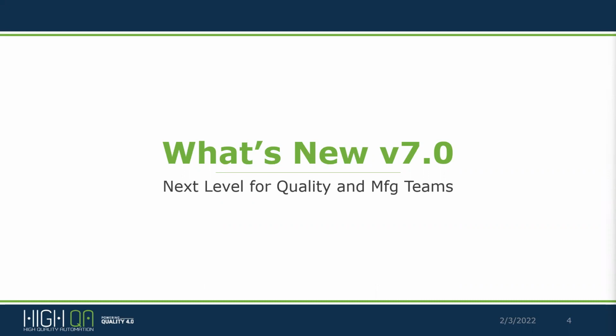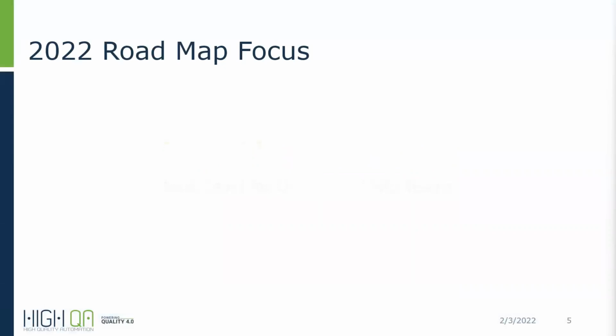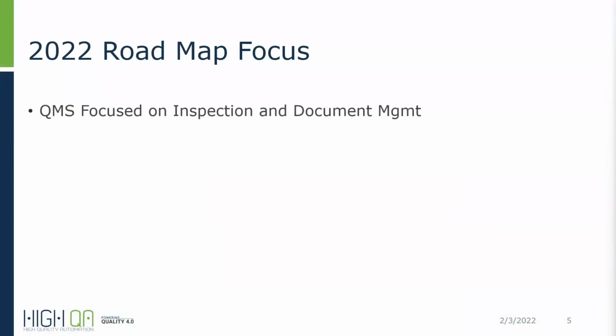So we're calling this, well, I put a tagline here, next level for quality and manufacturing teams, because one of the huge focuses that we have for this year is, one, we're moving from just a ballooning product or an inspection management tool into a bit of a different position. So QMS focused on inspection and document management, okay? Or submission management might be another way to say that.